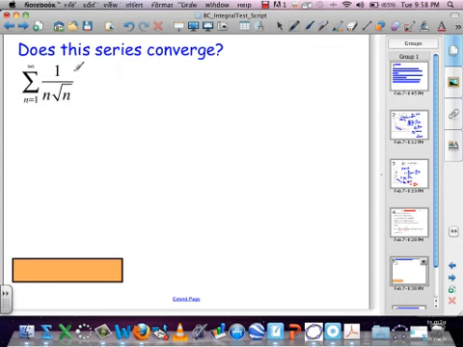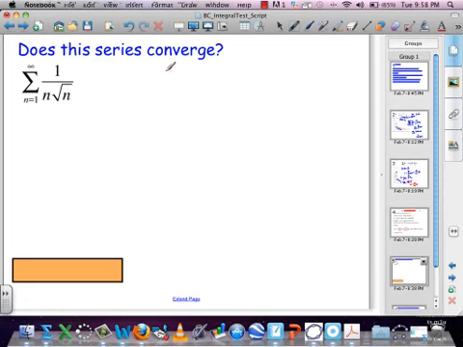So let's do a quick example here. Does this series converge? Does this series diverge? We can't use the nth term test. It'll be inconclusive. This is not an alternating series. This is not a geometric series. It's not a telescoping series. So that's the next test I have, the integral test.